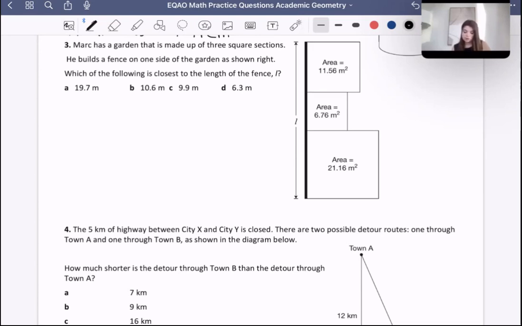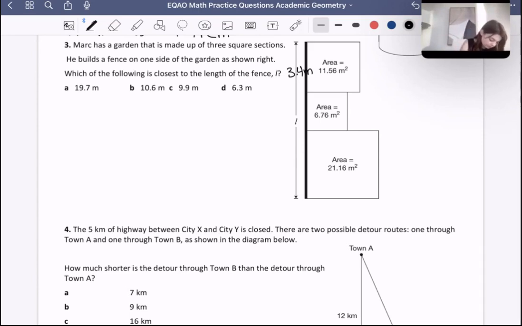Okay, so we want to find the length of the fence. So to do that, what we must do is take the square root of each of the areas, right? If we take the square root of a square, we get one of the side lengths. And then if we add up all those side lengths, we will get the length of the fence in all. So let's grab our calculator and let's find the square root of 11.56. And that's going to be 3.4 for this one. Okay, what about for the next one?